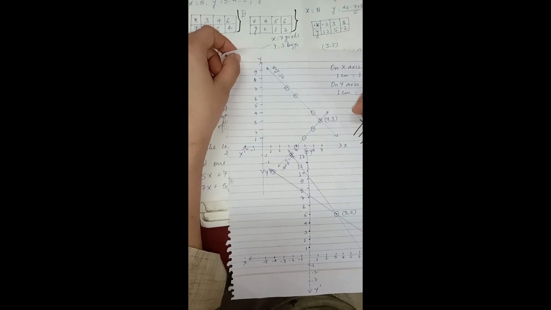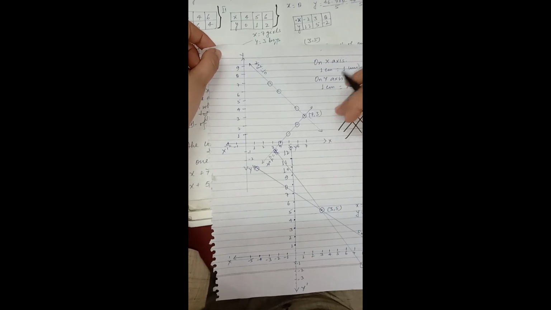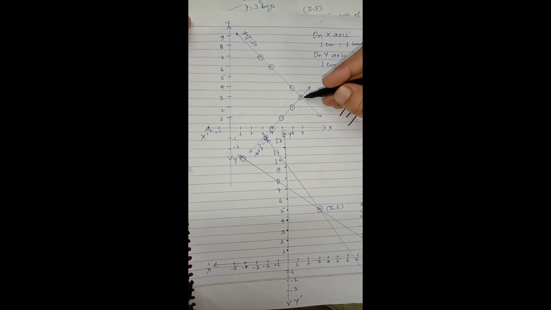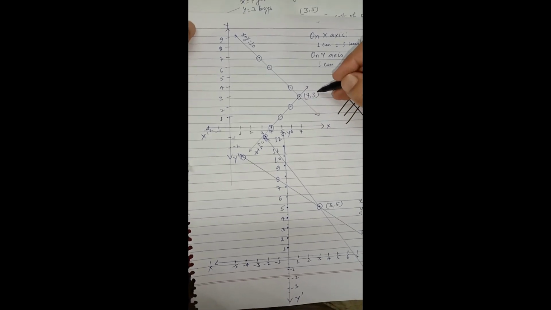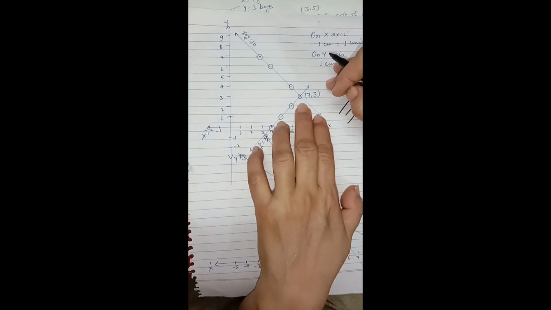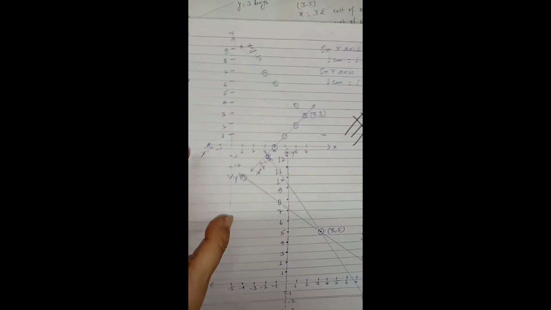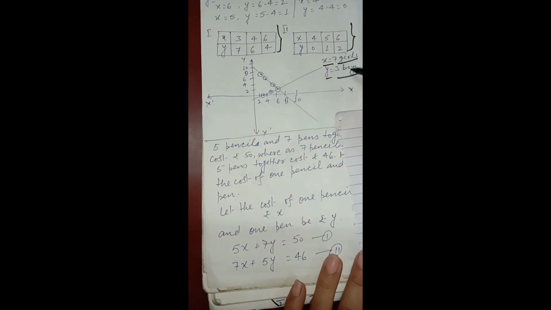Now, when we have proceeded the lines on both the sides, we have seen that both the lines are intersecting at a point that is 7 and 3. Easily you can get this point with the help of graph paper. Easily you can check which point is this. So it is 7 and 3. First value is x, that is 7, and the second value is y, that is 3. So 7 girls and 3 boys.